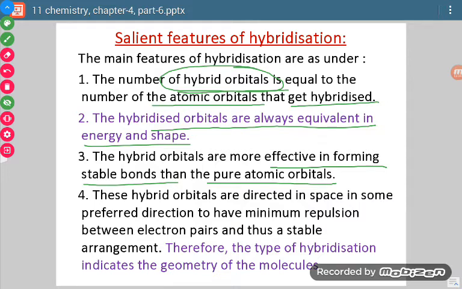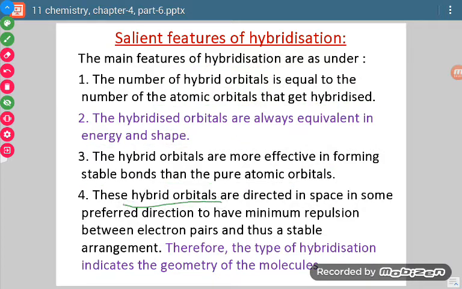Okay. Now one more important thing, these hybrid orbitals are directed in space in some preferred directions. Just like we said in VSEPR theory that electron pairs are directed in space in such directions that there is minimum repulsion between the electron pairs and there is a stable arrangement. Similar is the case here with the hybridized orbitals. Just like we said there for electron pairs, here we are saying for hybridized orbitals. So if we remember shapes according to VSEPR theory, then we remember the shapes according to hybridization also.